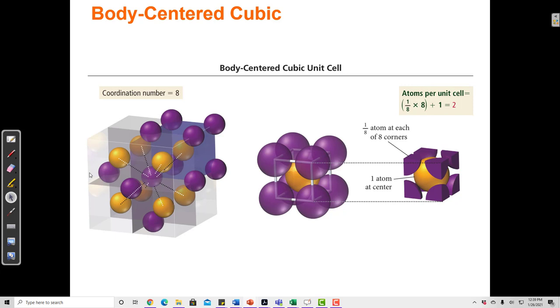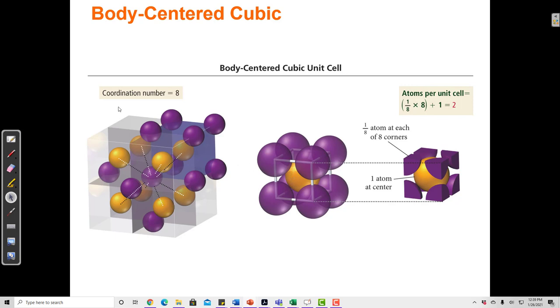Now let's look at the coordination number. This atom is directly next to 8 other atoms. Which atoms is this one touching? Well, we can see right here that it's not directly touching the purple ones. The purple ones are not directly touching each other, I should say. There's a little gap in between, but the purple ones are all touching the gold one.